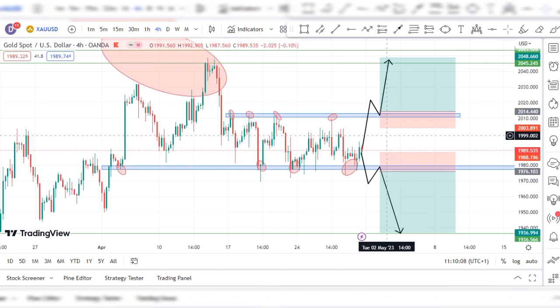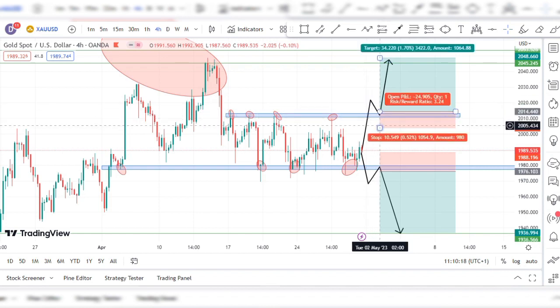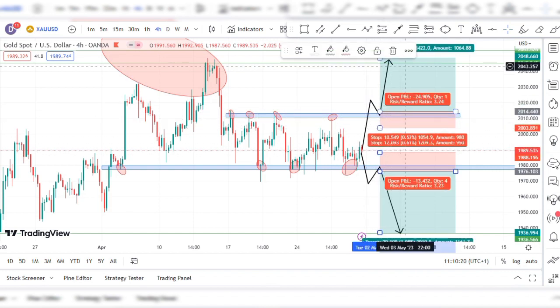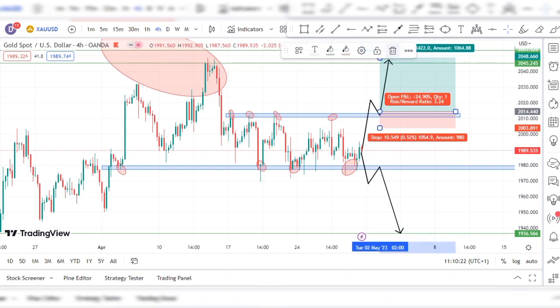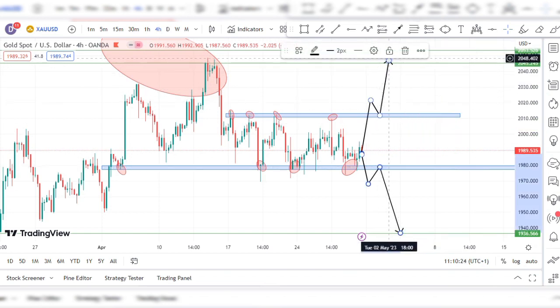I am going to wait for price to get to this resistance area and see what happens. Wait for either to break or to see if price would reverse from there. But generally speaking, I would advise that you wait for a breakout from this range before trading.